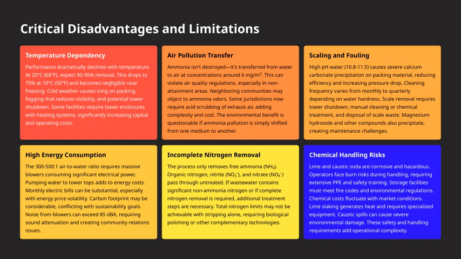Because the air-to-water ratio can be as high as 300 to 500 to 1, large blowers are needed, which consume a lot of electricity. Pumping water to the top of the tower adds to the energy costs as well. Monthly electric bills can become quite substantial, especially with fluctuating energy prices. Plus, this process leaves a sizable carbon footprint, which may conflict with sustainability goals.